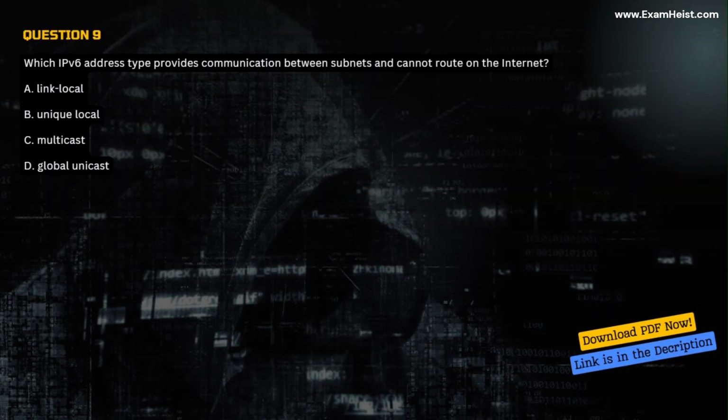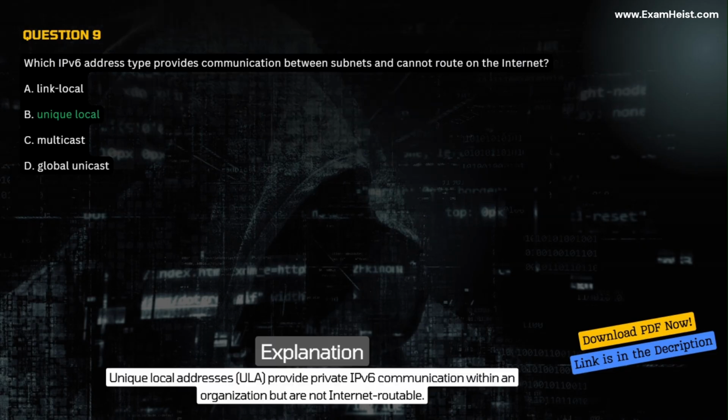Question 9. Which IPv6 address type provides communication between subnets and cannot route on the Internet? A. Link local. B. Unique local. C. Multicast. D. Global unicast. Correct answer B. Unique local. Explanation. Unique local addresses, ULA, provide private IPv6 communication within an organization but are not Internet routable.